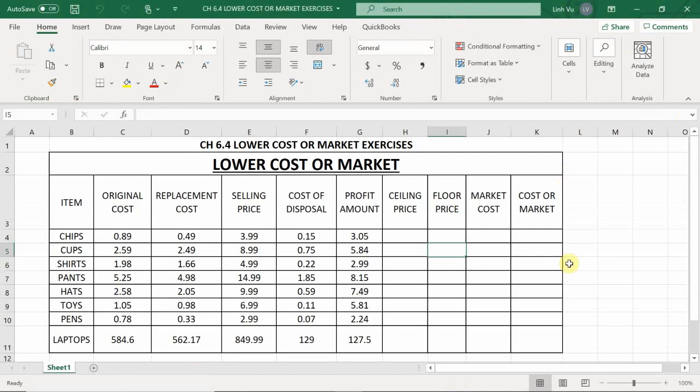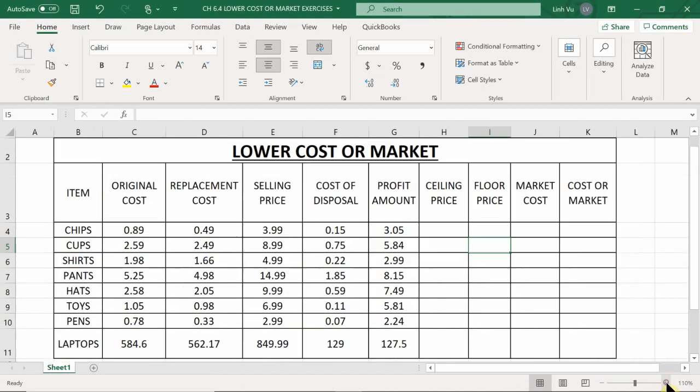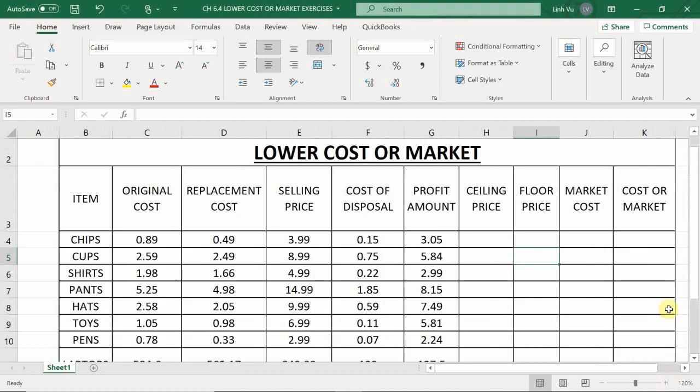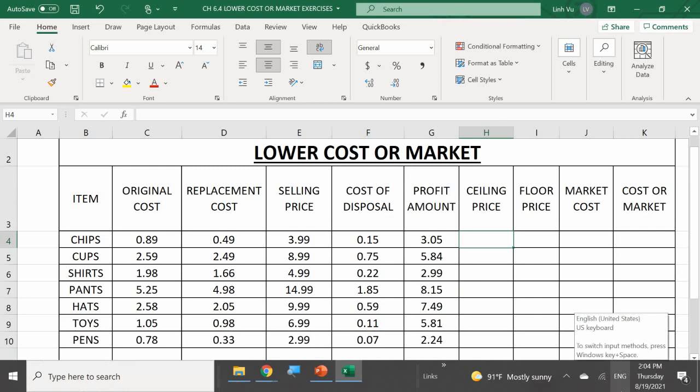So here we are, exercise 6.4. This is what I may test you on, something like this. I'm going to provide you a table with all the information you need. All you have to do is figure out the ceiling, the floor, the market, and lower of cost or market. That's it. So here's our exercise where we're going to practice our calculations, so let's go ahead and go over it.